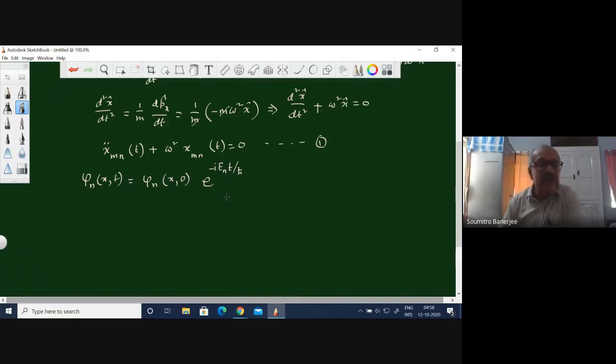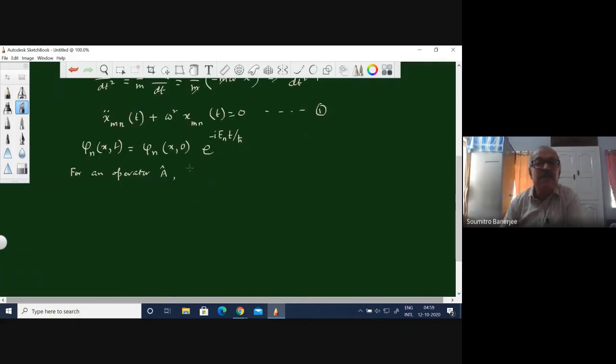So if you have an operator, some operator A, the matrix elements are, this is something that we have learned, A mn, the mnth element, a function of time, will be psi m, A, psi n. This is something that we know, right? These are the matrix elements.